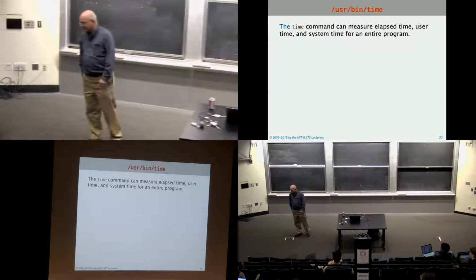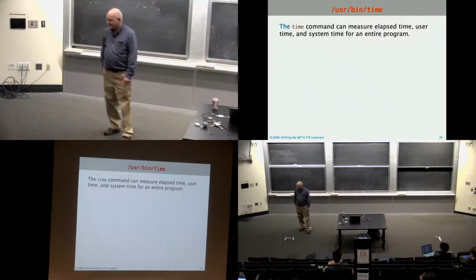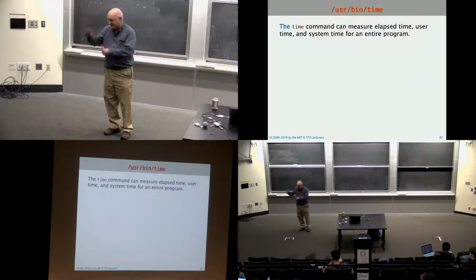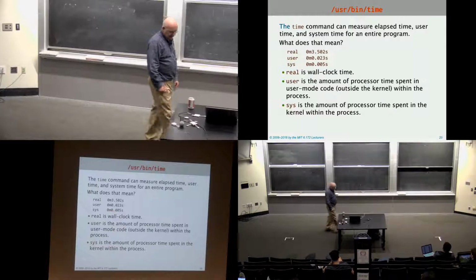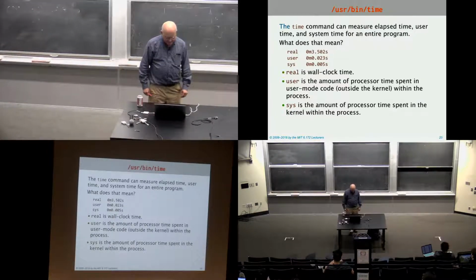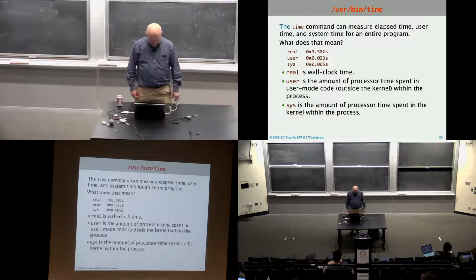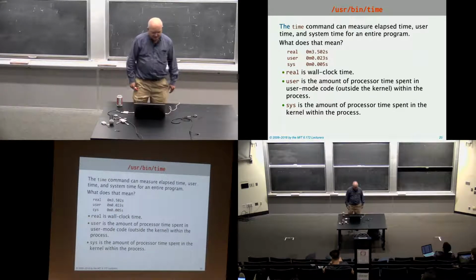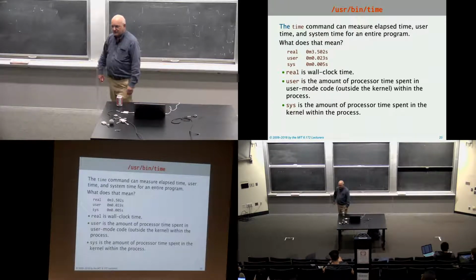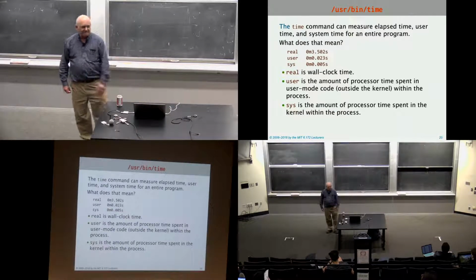Good. User time is how long the program runs in user mode, and system time is how long it's in kernel mode. It's in the kernel working on your stuff as opposed to somebody else's. Okay? So that's exactly right. So when you run the time command, you get some numbers like this, where it says, here's the real time, here's the user time, and here's the system time. Now, you might think that the user time and the system time should add up to your total time.